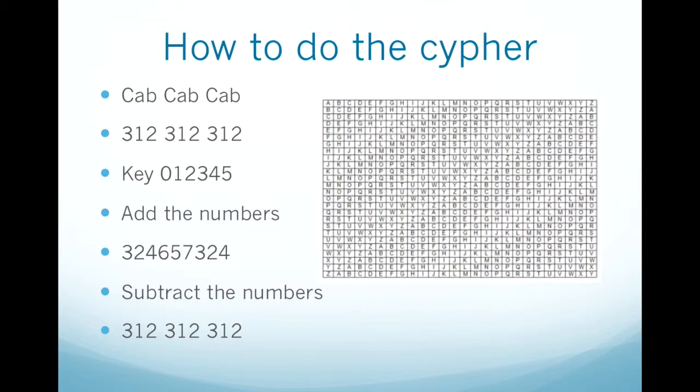Now, if we want to decrypt the code, we take our 324657324 and line it up with the key again, and then we subtract. So 3 minus 0 is 3, 2 minus 1 is 1, 4 minus 2 is 2, and we get our decrypted code 312, 312, 312. And then you just transfer it back to letters. 3 equals C, 1 equals A, 2 equals B, cab.